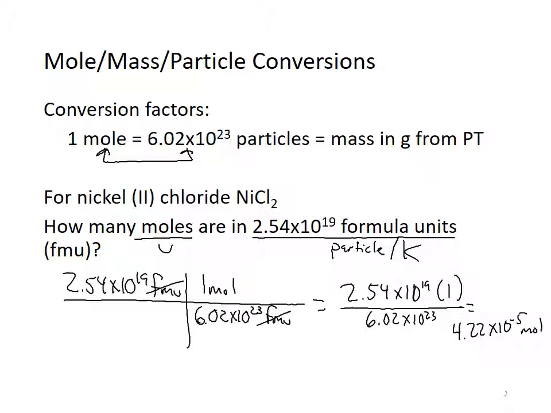So since I'm dealing with moles and particles, formula units in this case, it doesn't even matter what the formula units are of. So if I have 2.54 times 10 to the 19th particles of any type, I would have 4.22 times 10 to the -5th moles of those particles.